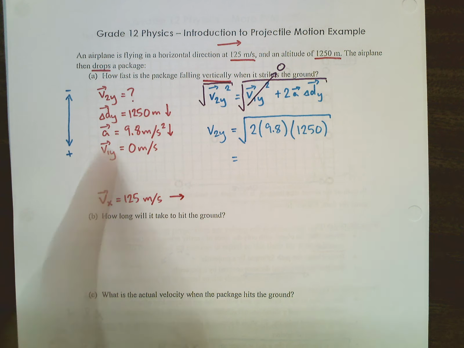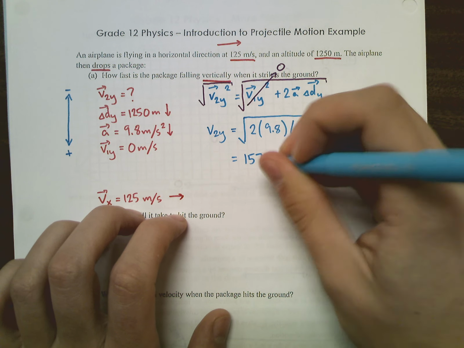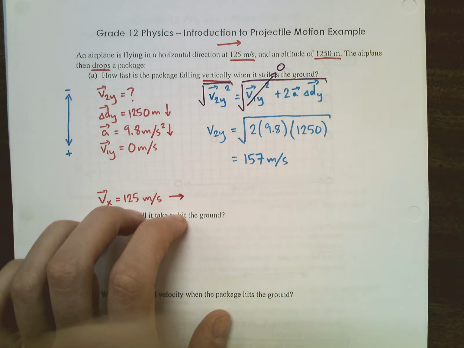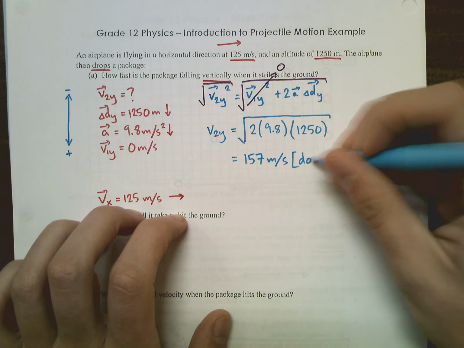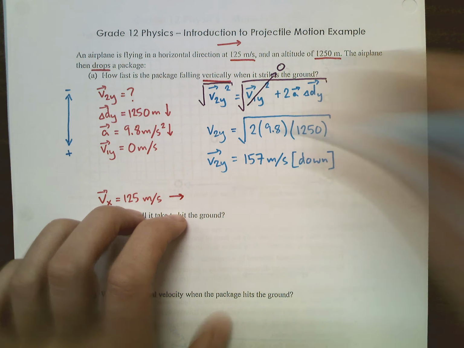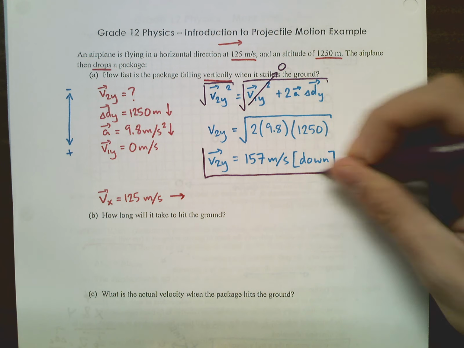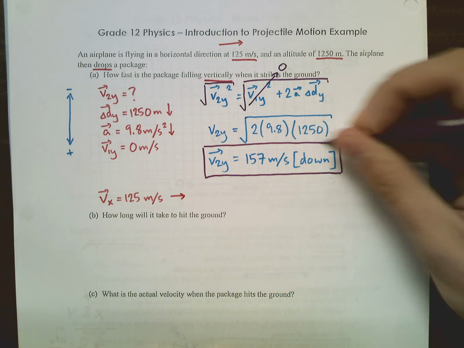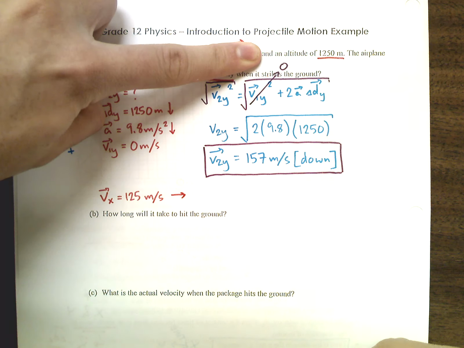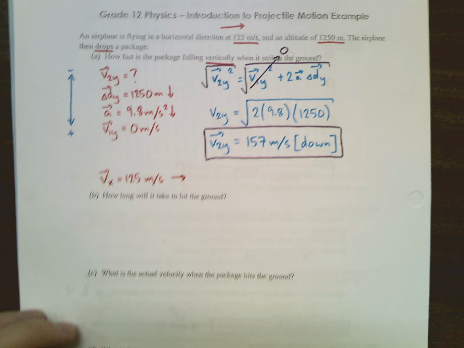And we get the square root of 2 times 9.8 times 1,250, and we should get 157 meters per second down. Let's write it out properly here because it's a positive number, so we know it's down. V2y is equal to. So there we go. There you have it. Basically we could have done this question without being told at all what the initial x velocity was, right? So in this case, we just treated it like it was an object dropping, basically.